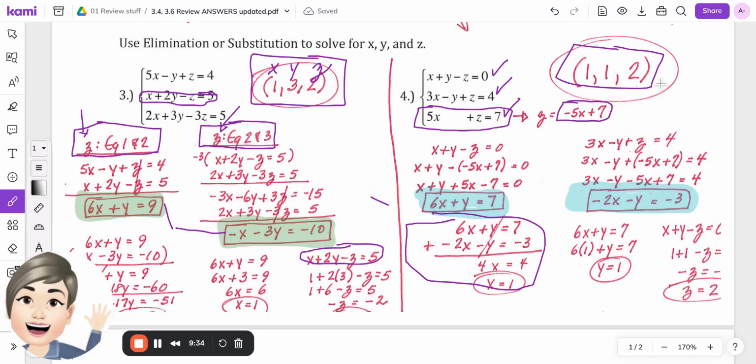and this one. If this is a true solution, when you substitute the 1 in for x, the 1 in for y, the 2 in for z, and do the computation, they all should work with this set of 3 numbers. Okay, again, if you have any other questions, please let me know.